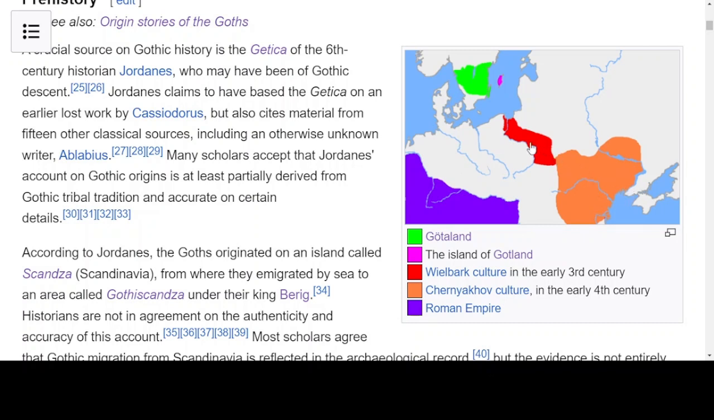And now we're tracing our way to the origins, and that's largely going to be connected to the work of Jordanes, because it says here, according to Jordanes, the Goths originated on an island called Skansa, from where they emigrated by sea to an area called Gothiskansa, under their king, Berig. Now, at first sight, this name Berig looks very interesting because we've been speaking about legendary figures. If you've been following our channel, you might know why this name looks very interesting. But I haven't been able to find anything to link it to our previous work. So I'm not going to say anything more than that it's a very interesting name. And it would be a legendary king.